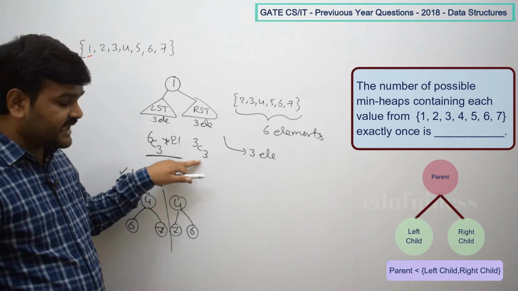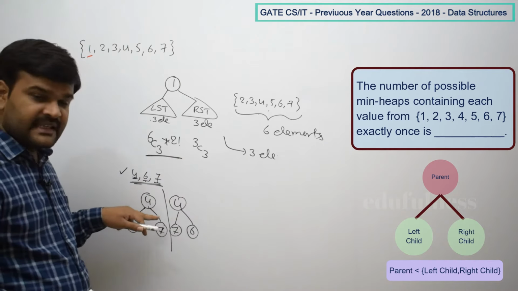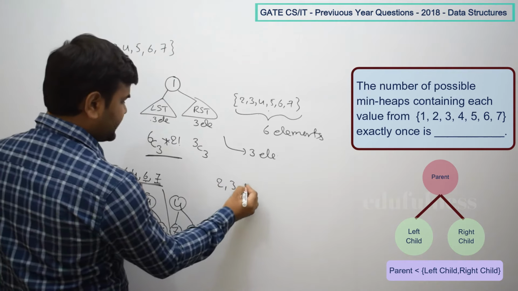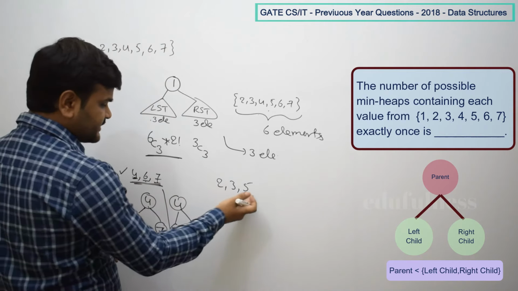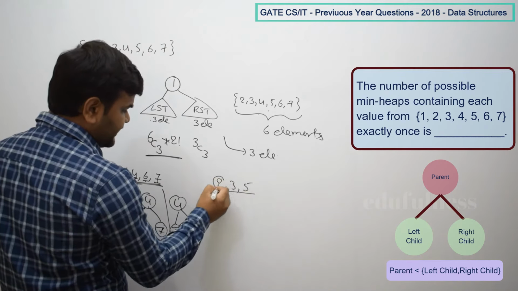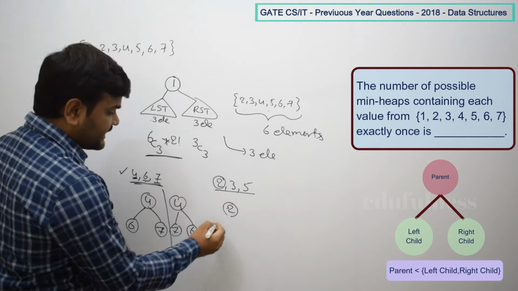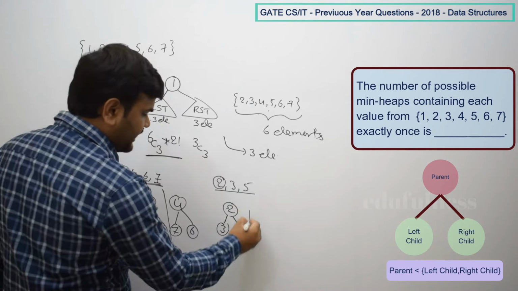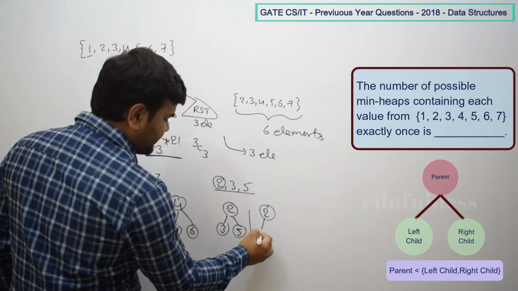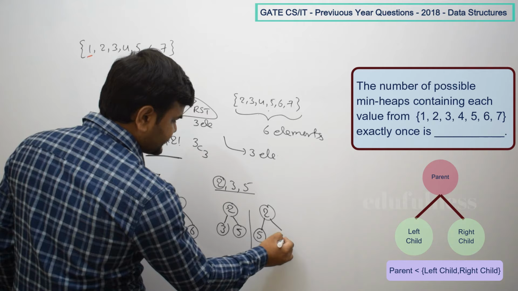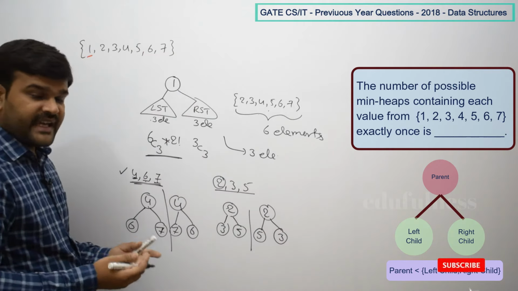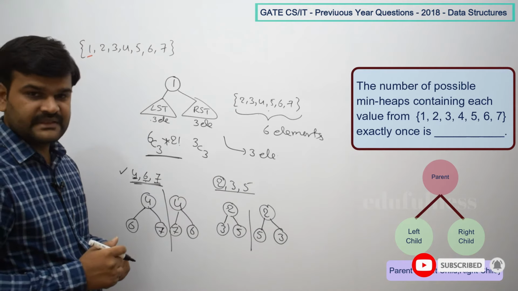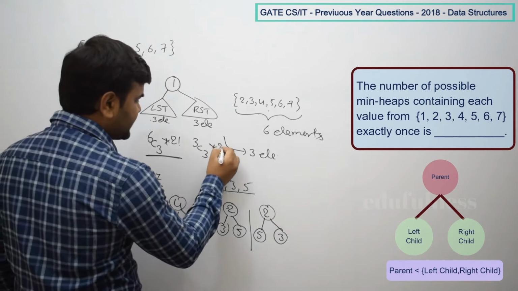Now for these 3 elements also the same case will occur, right? What are the remaining elements? Remaining elements are 2, 3, 5. In this also the least element must be the parent, and 3 may be the left child, in that case 5 is the right child, or 2 is the parent, 5 may be the left child, in that case 3 is the right child. So again here also you have two ways once this combination is formed. That means again 2 factorial ways you can combine.